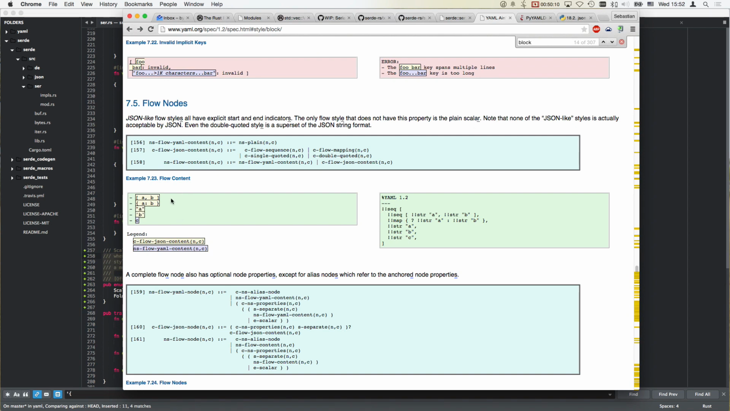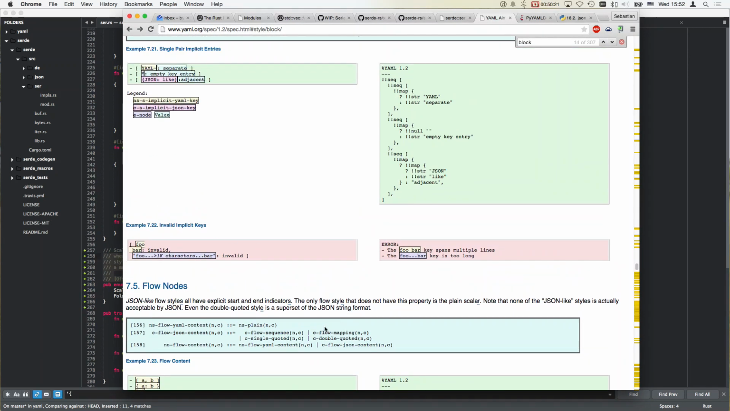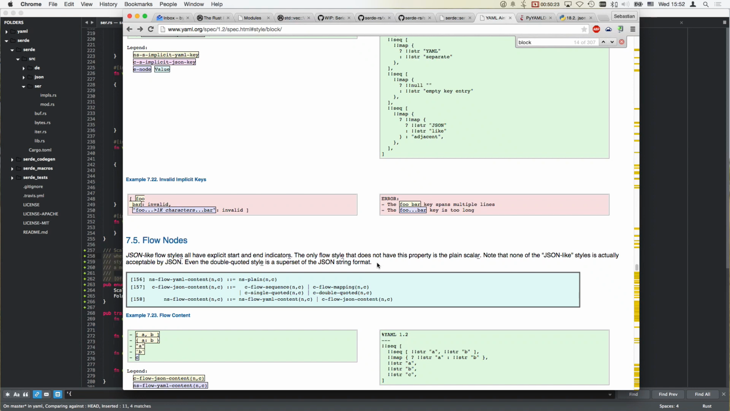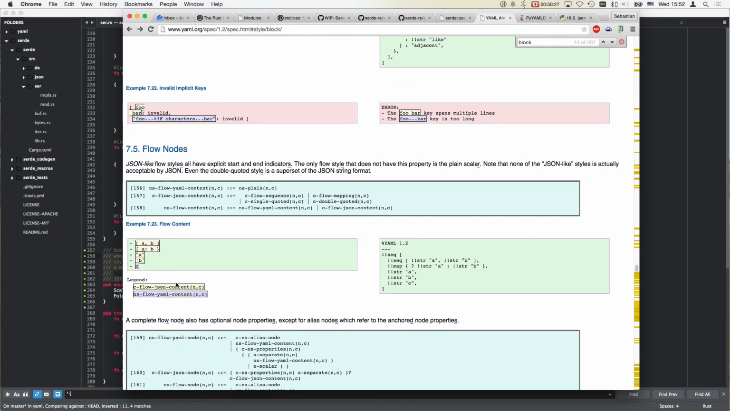Really? I thought it would be valid JSON. I thought so. I think it is. Maybe they mean something else here. I don't know. So flow nodes. Is this an official term here?